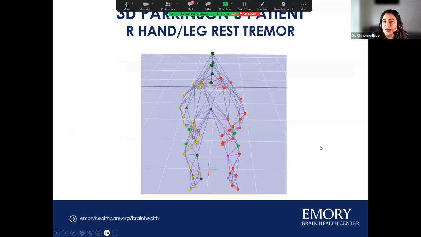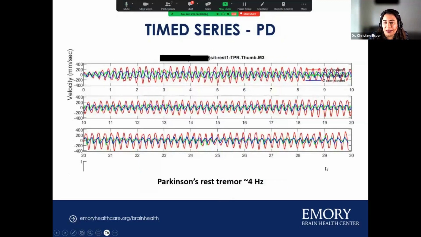So here's a skeletal model of a Parkinson's patient with a right hand and right leg rest tremor, as you can see over here. And as part of the output, we also get a visual of what we call a time series, which gives a sample of the tremor findings, the frequency over a certain period of time. So here we have the capture over 30 seconds. Each one of these is a second.